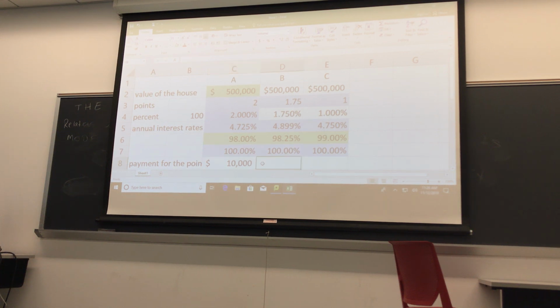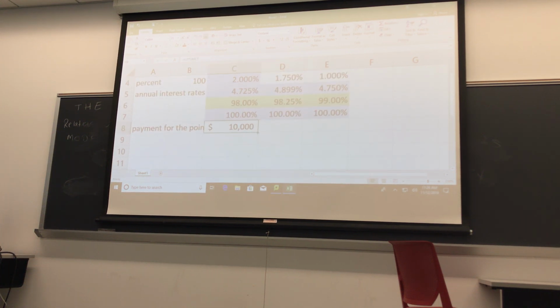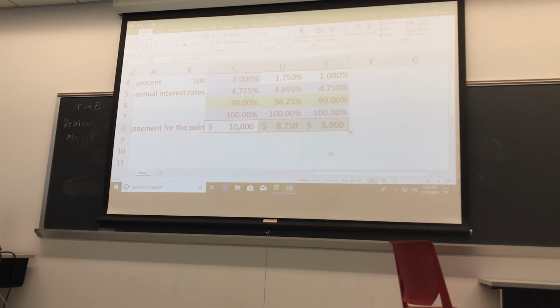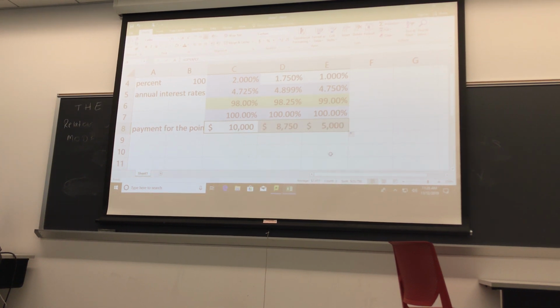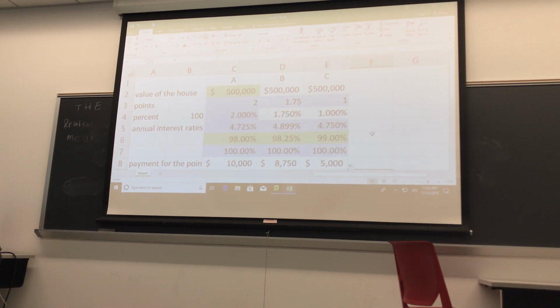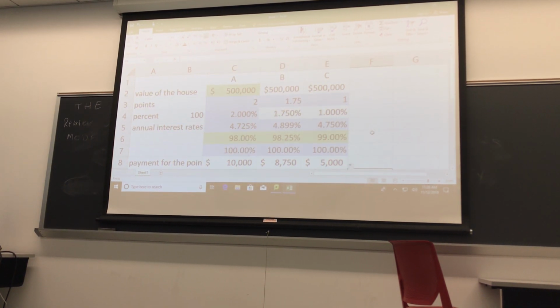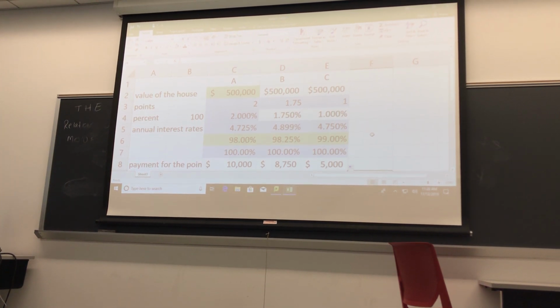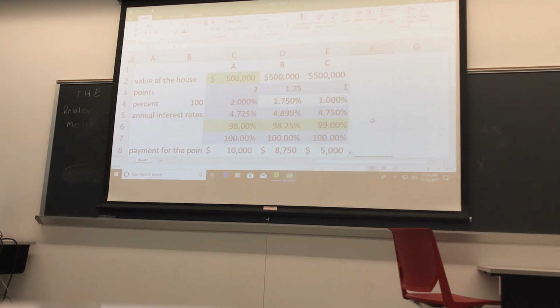How much money do I pay for the bank? In one case, $10,000. In the other case, $8,750. In the other case, $5,000. Which is the best deal? Mustafa said when you pay $10,000. Is he right? I say C. No, you didn't say C, you said A.